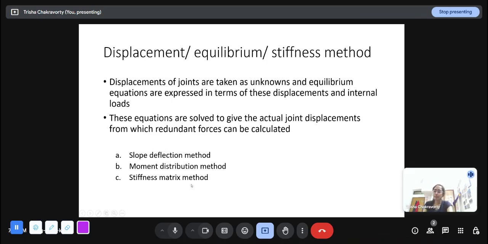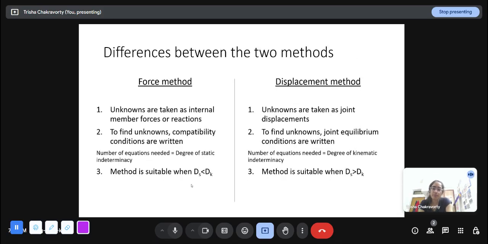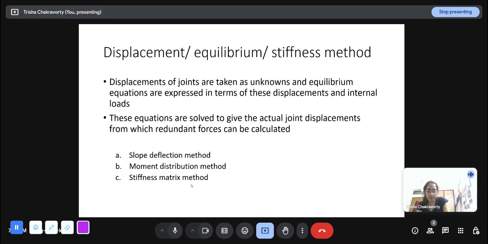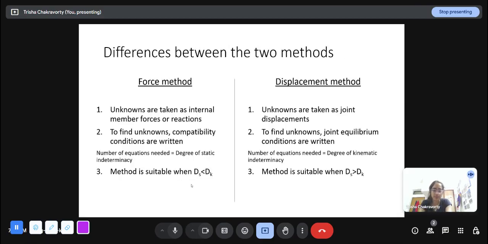The stiffness matrix method that we'll look at today is mostly computer based. It's an algorithmic method used for computer coding, and by hand we cannot really solve it much, but still we need to know the principle so that whatever software we are using, we know what is going on in the background of it.